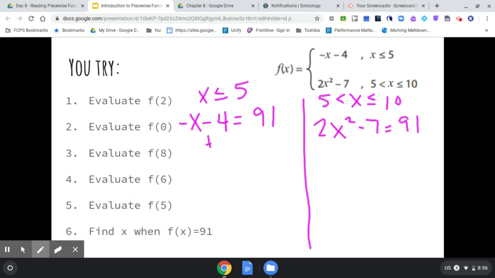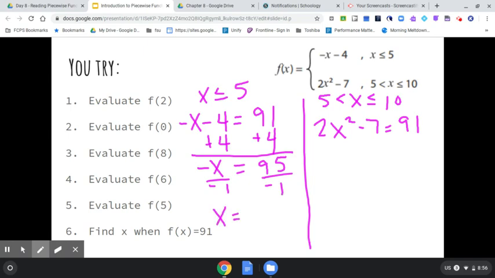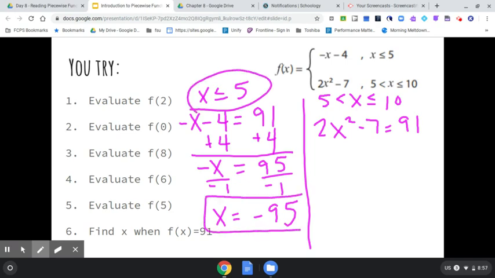Solving both of these for x, we add 4 to both sides. Negative x is equal to 95. Dividing by negative 1, x equals negative 95. Checking the domain, is x less than or equal to 5? Yes. So negative 95 is a solution.